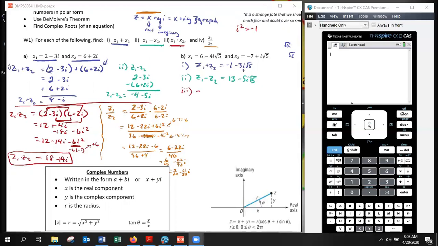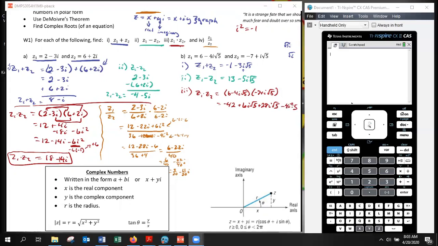Where we're going to get into a little bit bigger issue is z1 times z2. Let me go ahead and start writing this out. z1 times z2 is going to be 6 minus 4i square root of 5, times negative 7 plus i square root of 5. Again, we're going to FOIL. So negative 42 from our first. Our outer is plus 6i square root of 5. Our inner is plus 28i square root of 5. And then our last is negative 4i square root of 5 times i square root of 5.